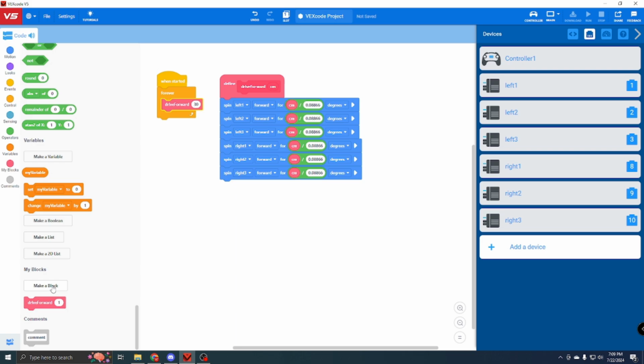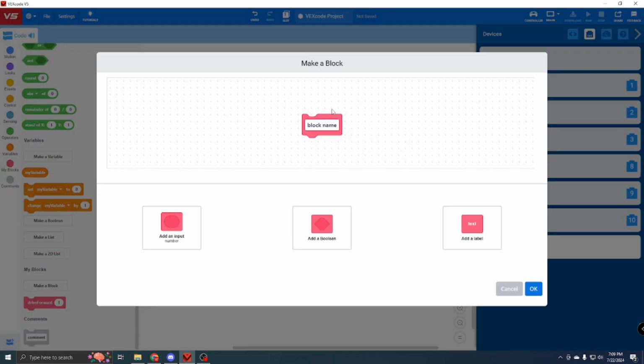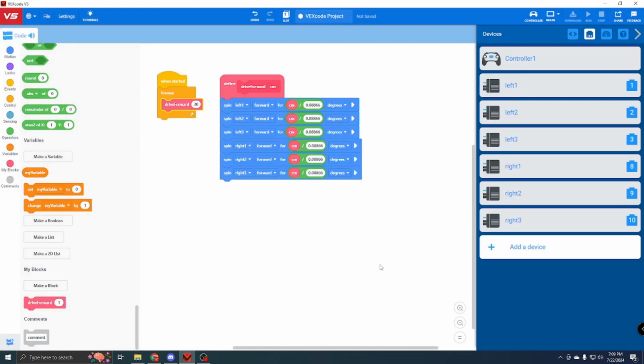Now this is the same way that you will make any of your functions, so I'll go over turning functions as well. You would make a block, add your input, or if it's a true or false, or if it's a string, pick whatever it is. Probably it's normally going to be an input, and then it'll make this block, and you just have to define everything that it does, and then you'll be able to drag and drop that anywhere you need it. So unfortunately, that is the simplest way to make the simplest function with a 6-motor drivetrain.